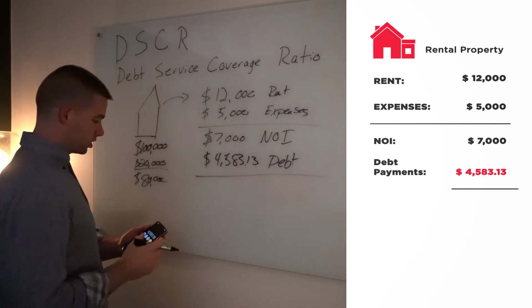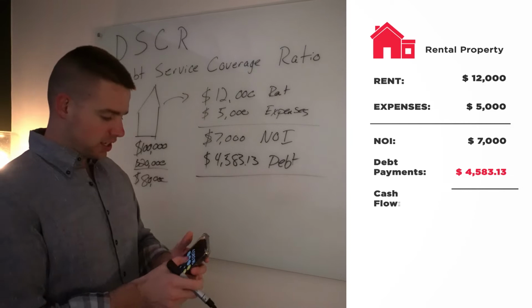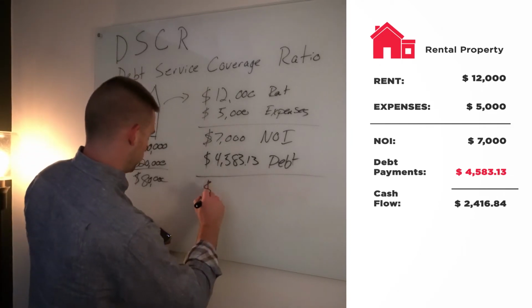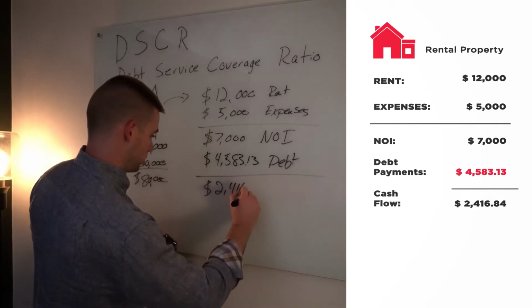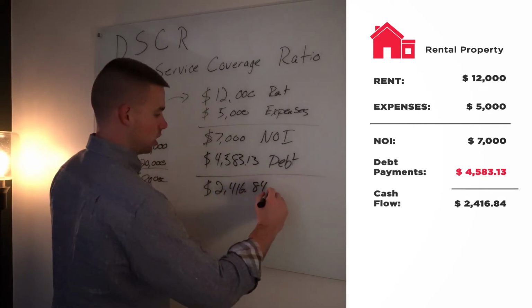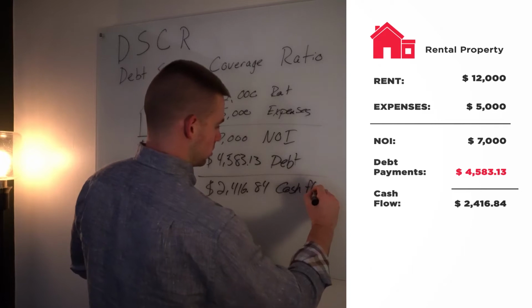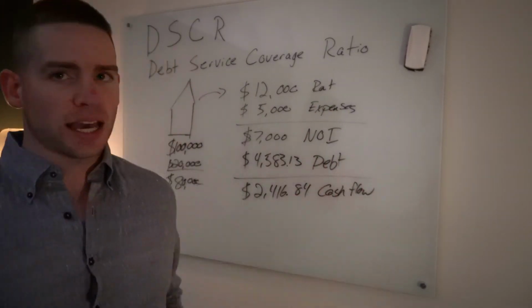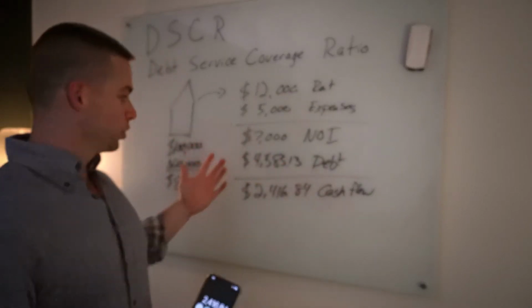And so after this number, we're going to subtract this out to get our cash flow number. So I'm just going to make that negative, and we're going to do $2,416.84 of cash flow. Okay, simple enough. This is just a basic P&L, basic cash flow statement for this rental property.